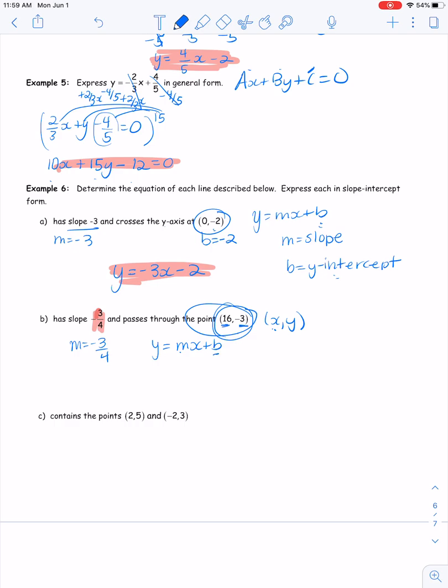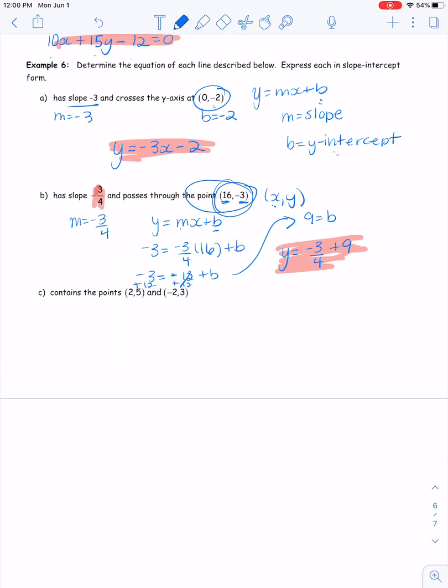So y is -3, my slope is -3/4, x is 16 plus b, so I'm going to solve for b here. So -3/4 times 16 is -12 plus b, so I'm going to add 12 to both sides in order to get b by itself. So that is 9 is equal to b. Now they want it in this form, so I need to put it back into y equals mx plus b, and that is my answer. So y is equal to -3/4 x plus 9.